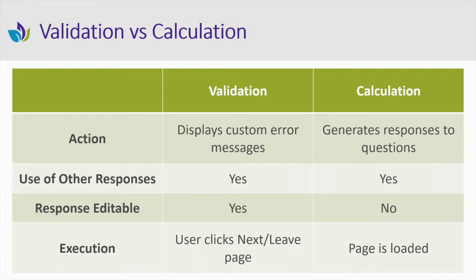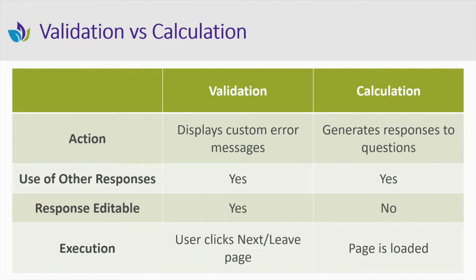The difference is the action that takes place as a result. A validation culminates in an error message. The mobile user enters a response to a question, and if that response doesn't meet whatever business rule is represented there, you can throw a custom error message that prevents the mobile user from proceeding to the next page. For calculations, the action is that the answer to the question is automatically written into the form.